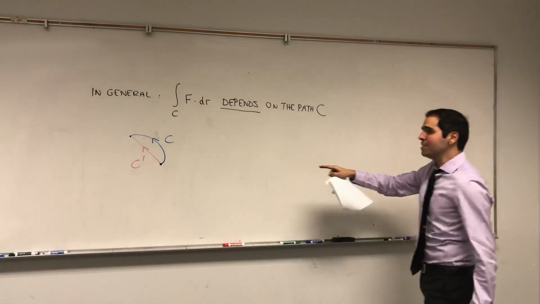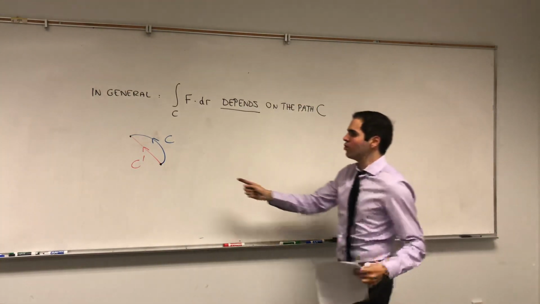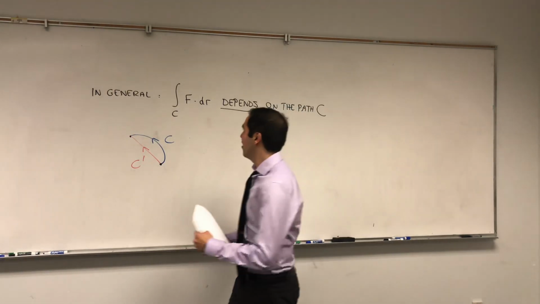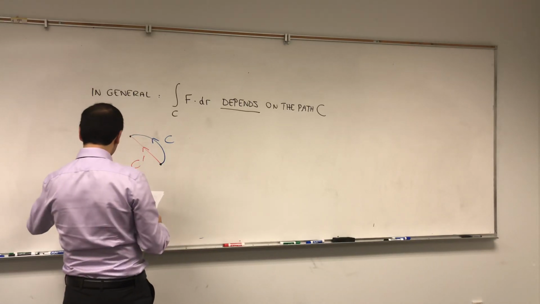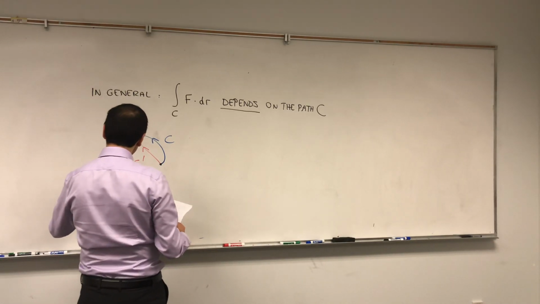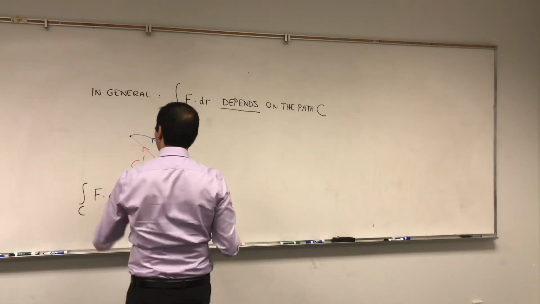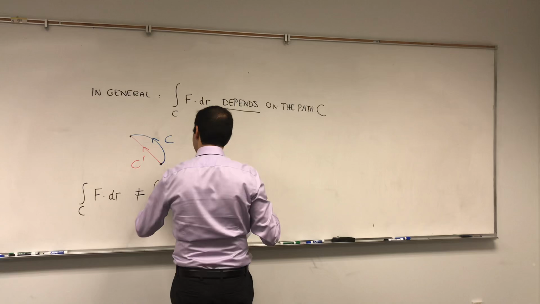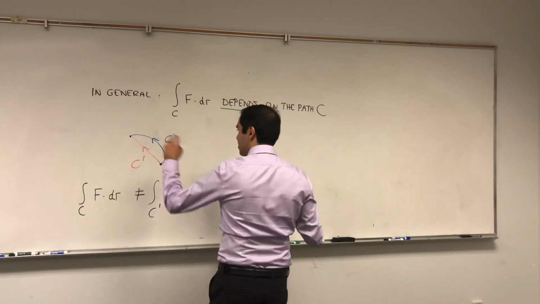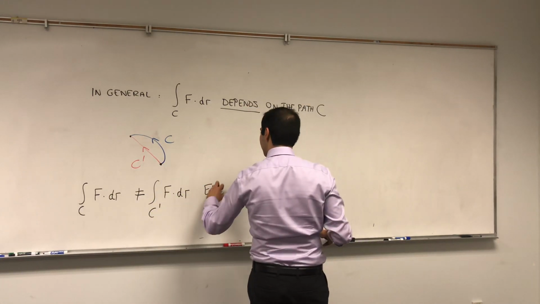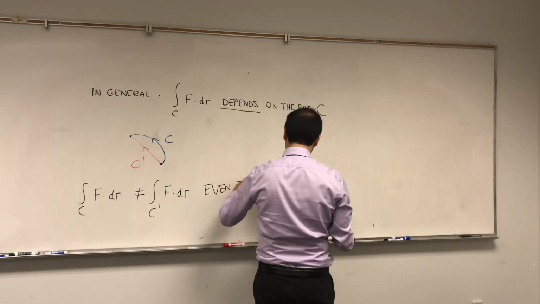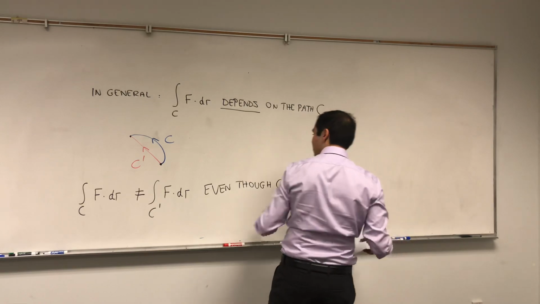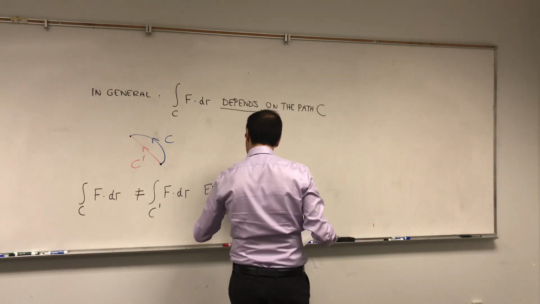it doesn't mean that the line integral over this path is the same as the line integral over this other path. In other words, in general, the line integral with respect to C is not the same thing as the line integral with respect to C prime. So this is not equal, even though C and C prime have the same start and end points.